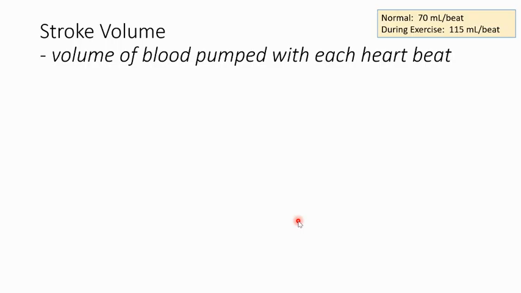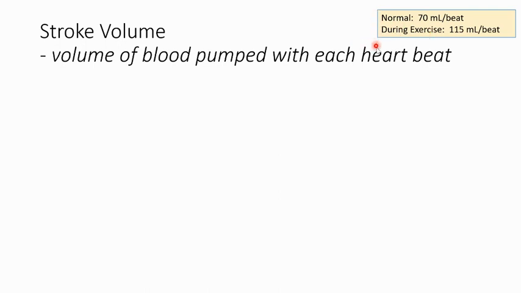Stroke volume, you're going to need to know the definition. I'm not going to ask you the normal and exercise information. I just put that up there for you guys to get an idea. You're definitely going to have to know about it as you move forward in the nursing program.